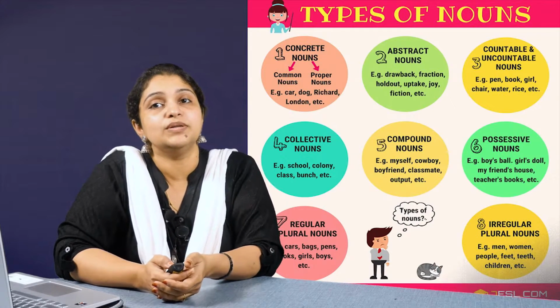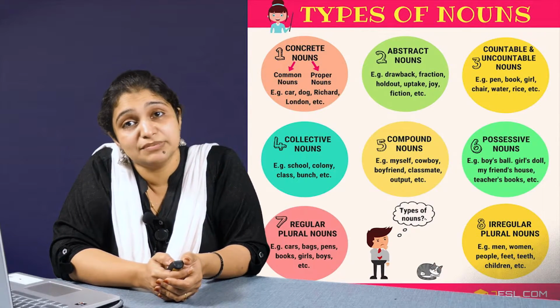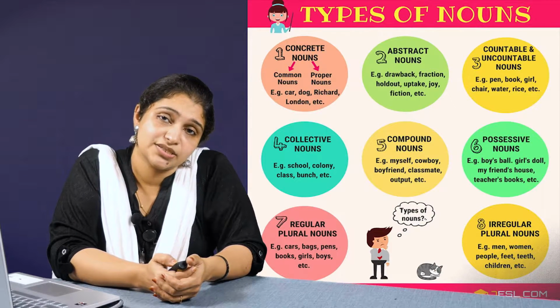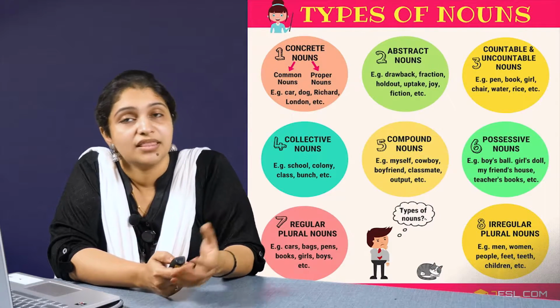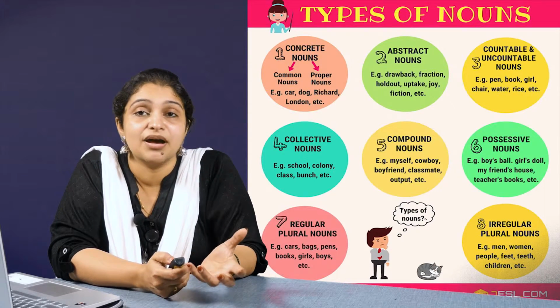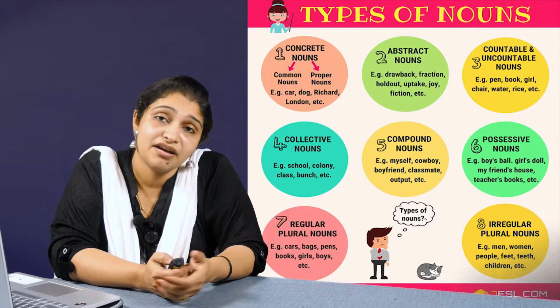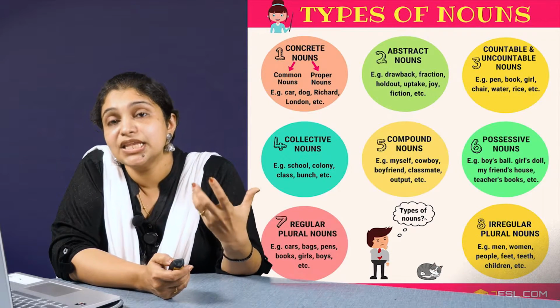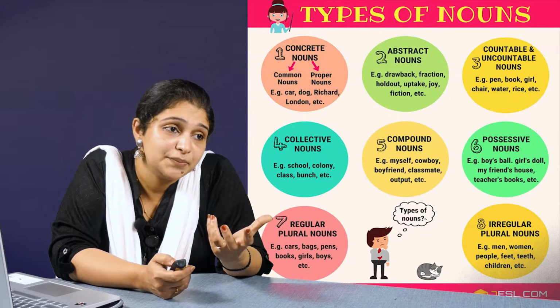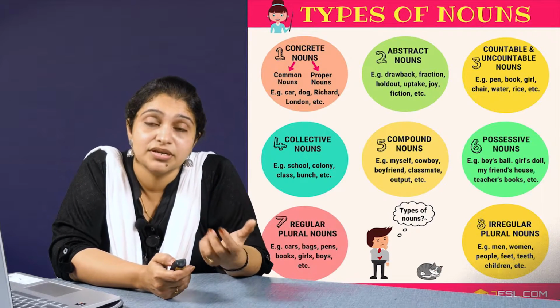And then you have something called countable and uncountable nouns. What are they? Common objects, common things which you can count are countable nouns. For example, you can count books, you can count pens, you can count flowers, of course. But can you count sugar? No, you cannot. Can you measure or can you count water?